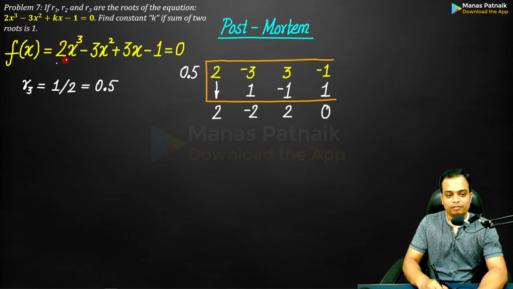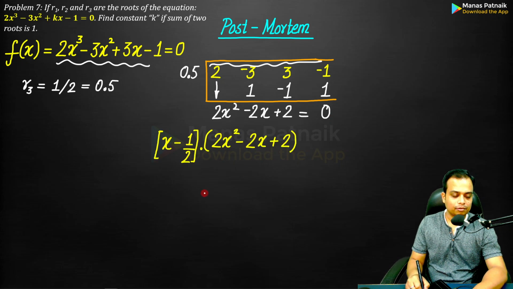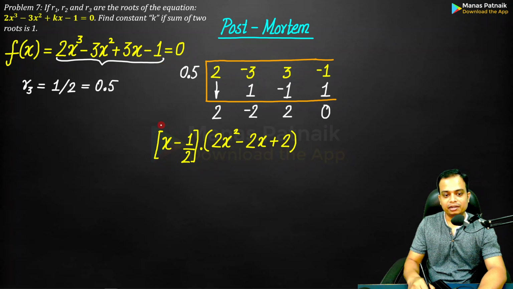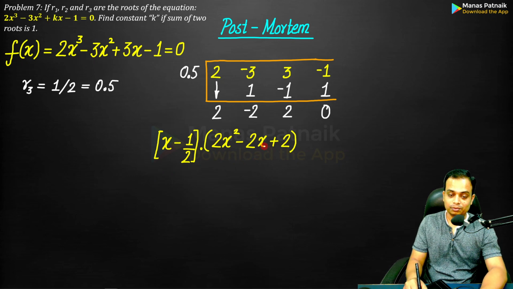Now, we started with a cubic equation. That's a cubic equation. And now you're going to end up with a quadratic one. So this is going to be 2x square minus 2x plus 2 equals to 0. This is how you need to write it. Factor it. Done. This entire expression can be written in this form. So this is the real part. This becomes the imaginary part. You can say so. Okay.